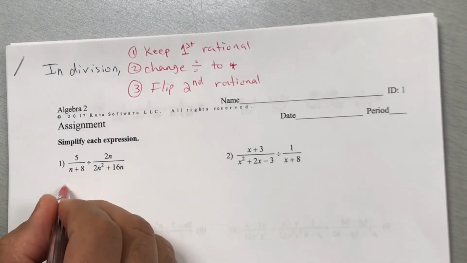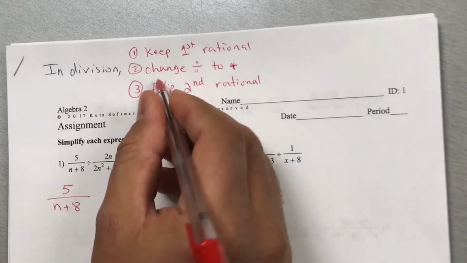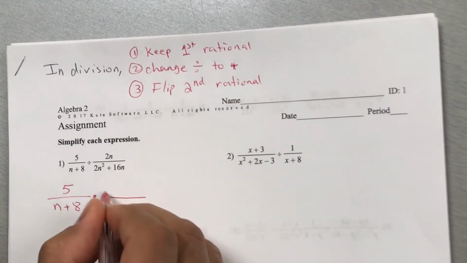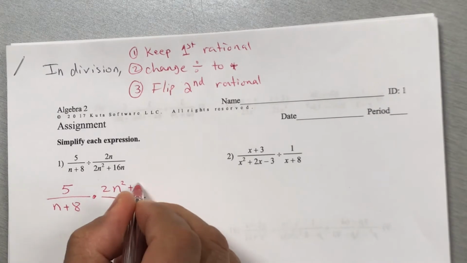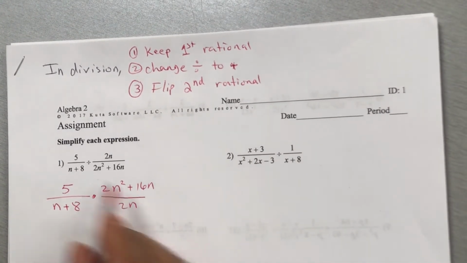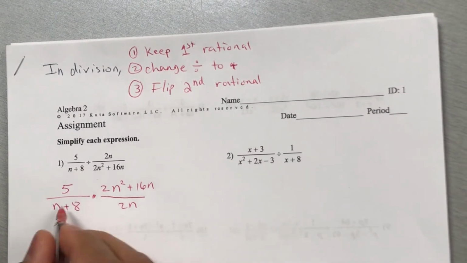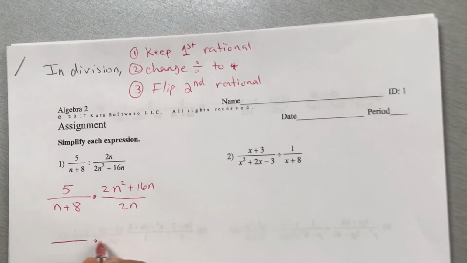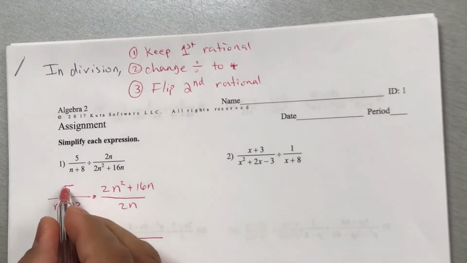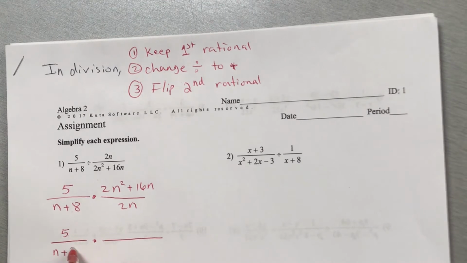Let's follow the same procedure here. We're going to keep the first one, which is 5 over n plus 8. Change the division into multiplication, and then flip the next one, 2n squared plus 16n, divided by 2n. Now I have a normal multiplication of rationals, so we need to simplify. First fraction times the second fraction. On the first fraction, we have nothing to do with the top part, and nothing to do with the second part, so we write them down.